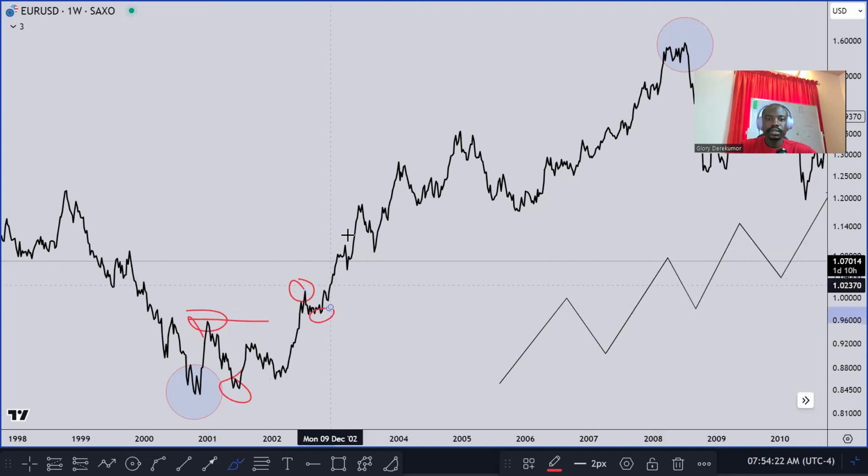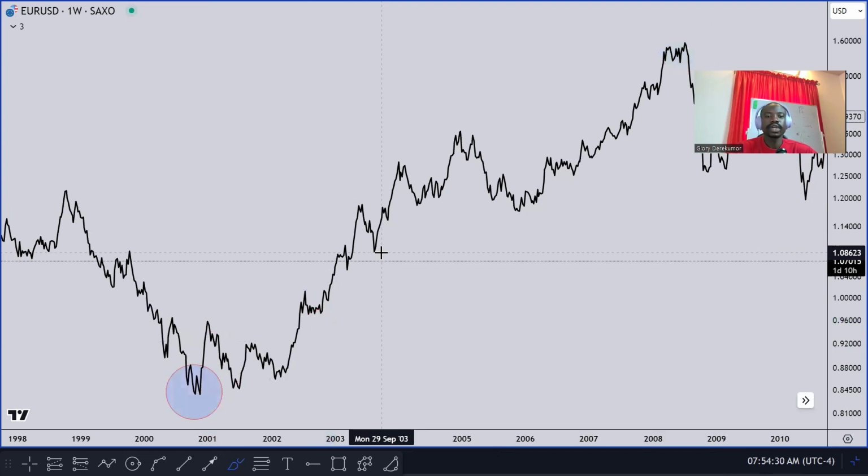right? There's a high here. There's a low here. There's a high here. I don't want to make this too messy. But I'm just trying to explain to you guys that you don't even need to overcomplicate most of these things for yourself. You really don't need to overcomplicate these things.